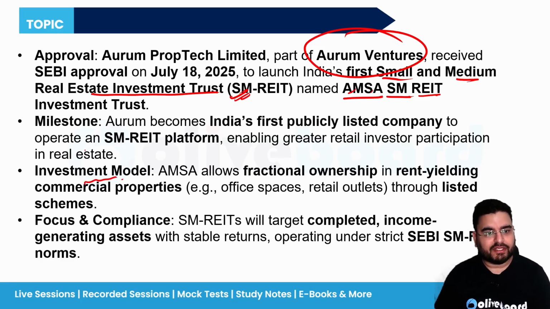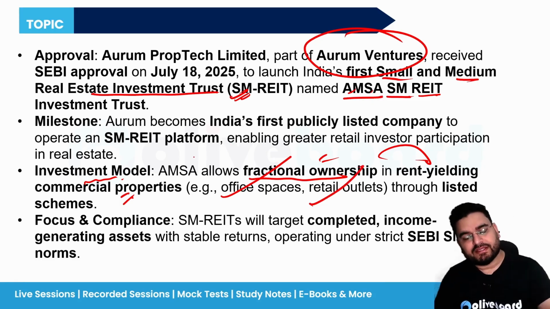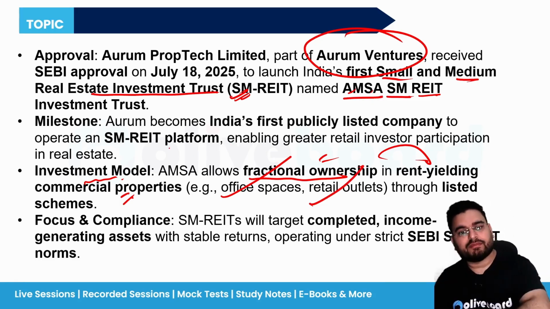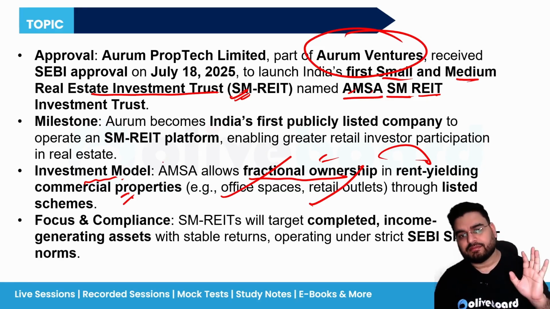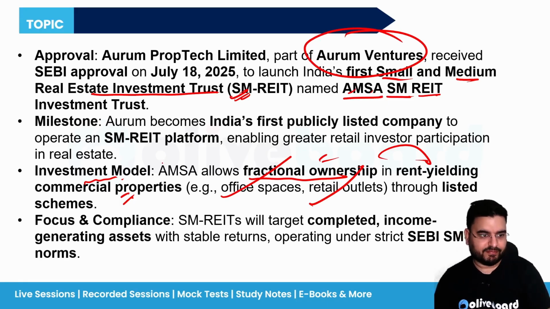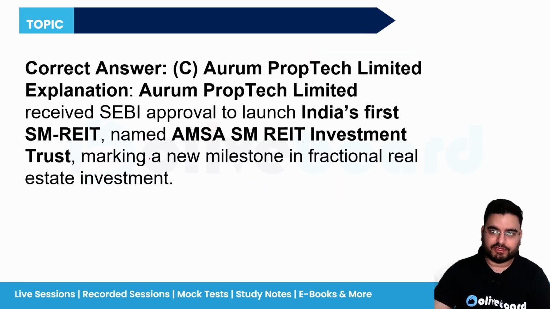Okay, and what is the investment model here? So it will allow fractional ownership in rent yielding commercial property. For example, just like I have told you, if a new office space is going to be built, or a new retail outlet, you can invest your money in this real estate investment trust and they will invest your money in these office spaces and infra. And whatever these office spaces or retail outlets earn, that revenue would be shared as per your investment. Got it? So it is a good thing. Without actually owning a physical property, you have the ownership of that thing. Okay, so REIT is an investment mechanism. Got it? Chalo.